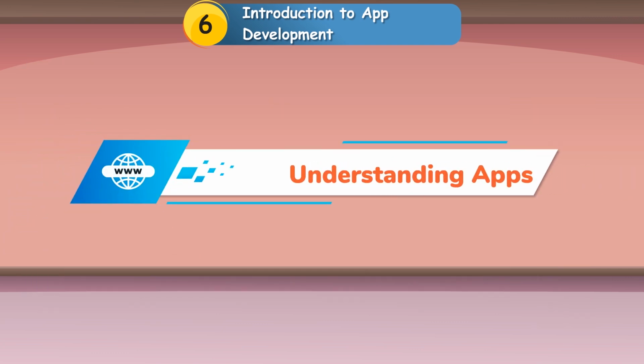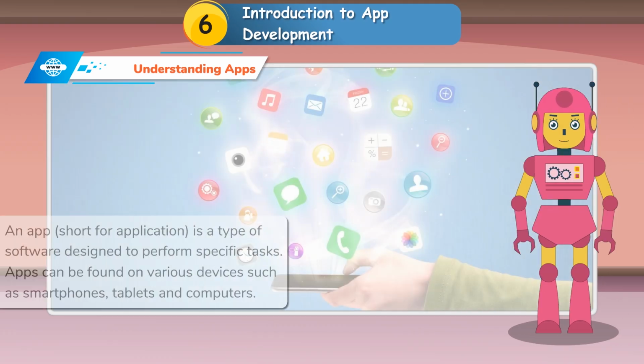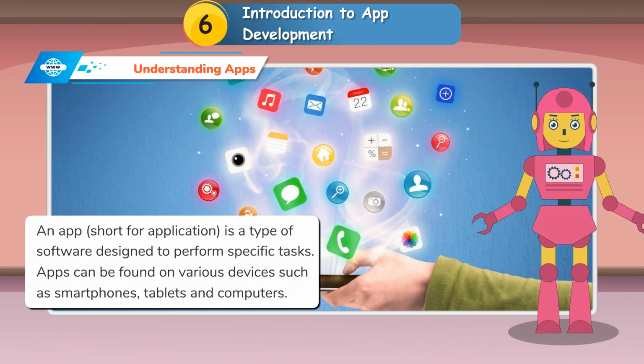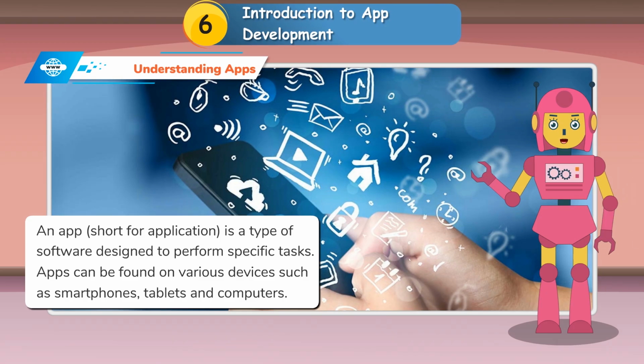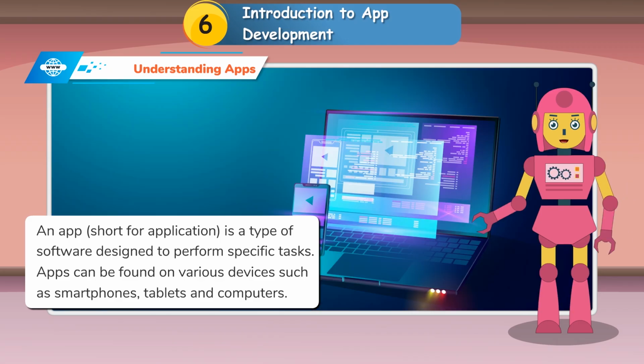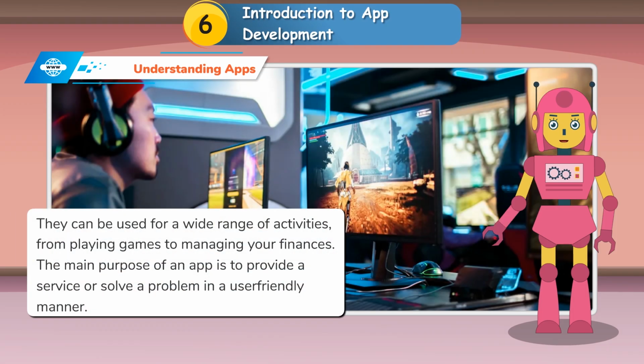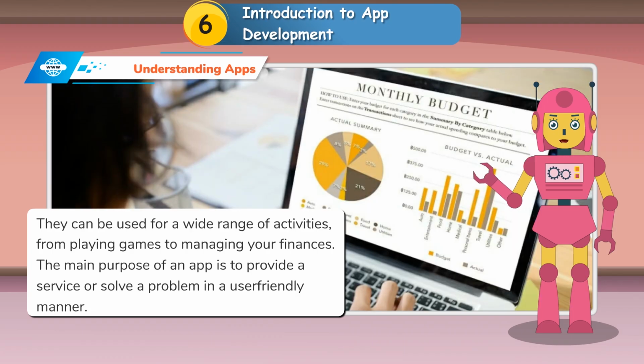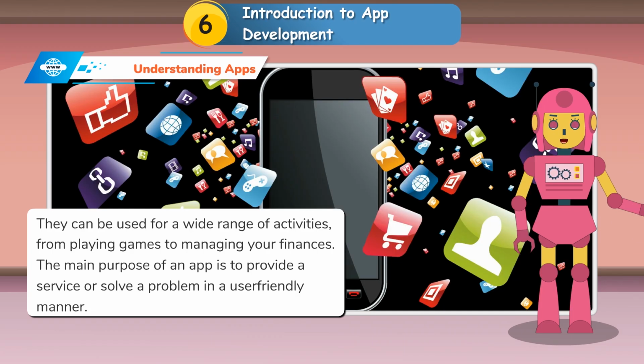Understanding apps. An app, short for application, is a type of software designed to perform specific tasks. Apps can be found on various devices such as smartphones, tablets, and computers. They can be used for a wide range of activities, from playing games to managing your finances. The main purpose of an app is to provide a service or solve a problem in a user-friendly manner.